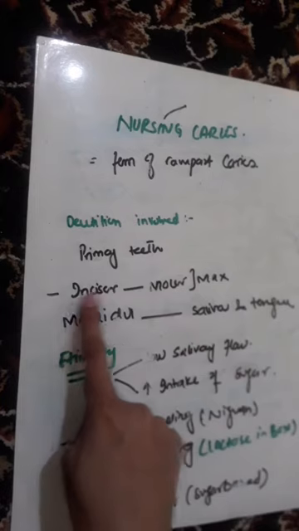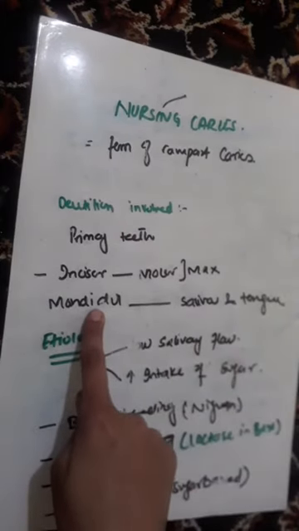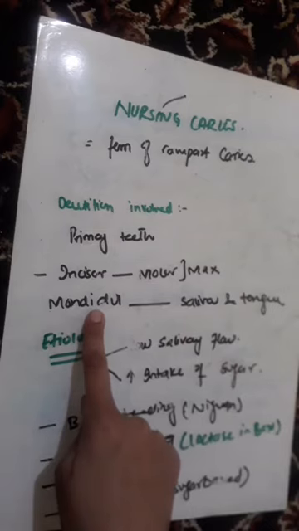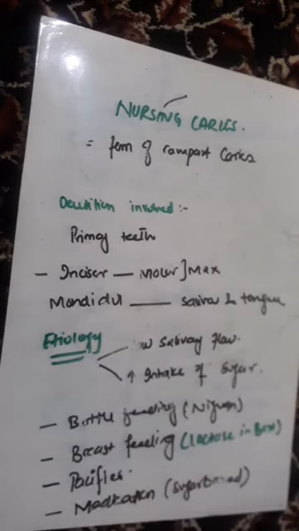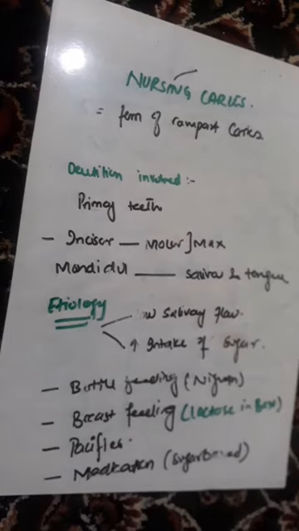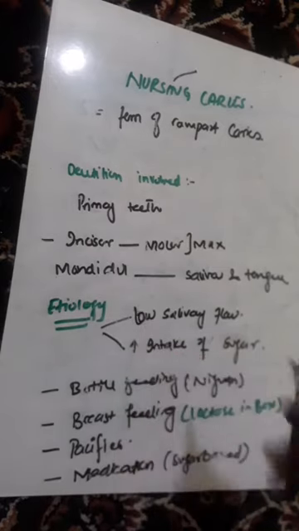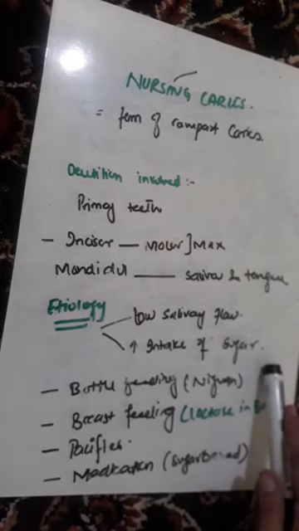It affects incisors and then molars in the maxilla, and mandibular teeth are very rarely infected. In fact, the mandibular canine is most commonly infected. Although the mandibular teeth are protected by the saliva and tongue. Etiological factors are the low salivary flow and the increased intake of sugars. This is the basic etiology of both.